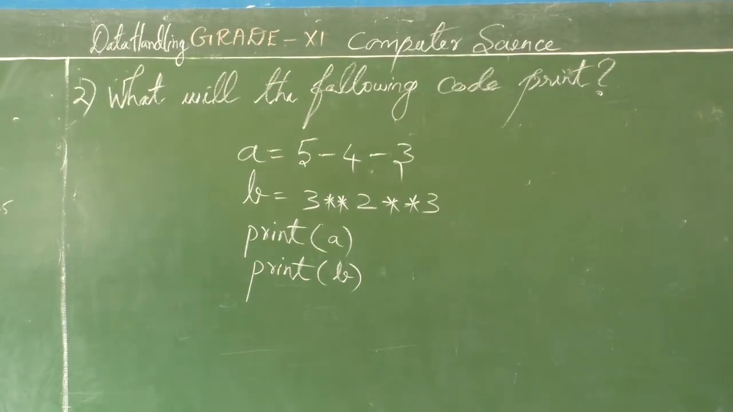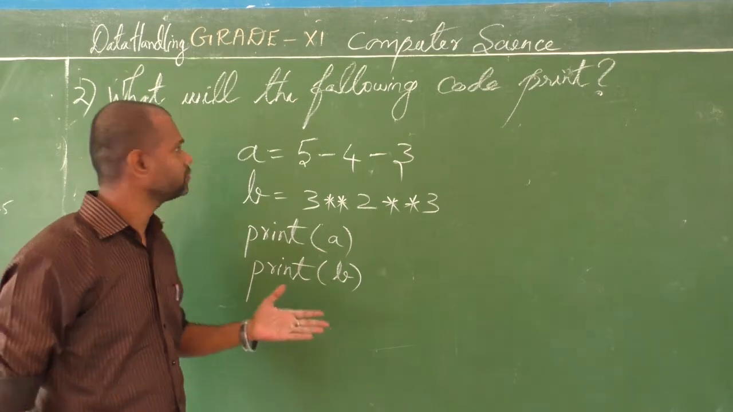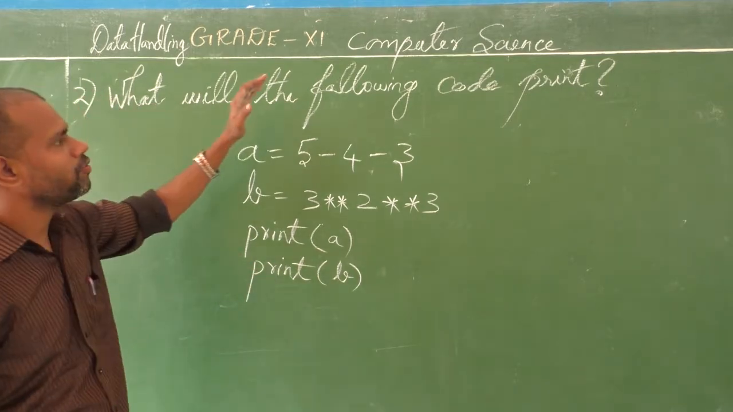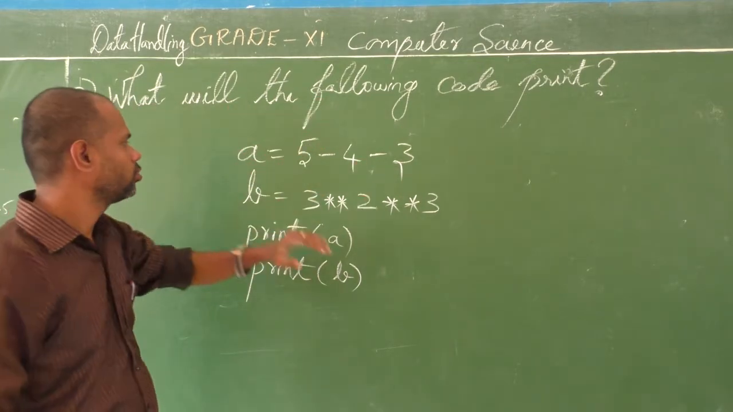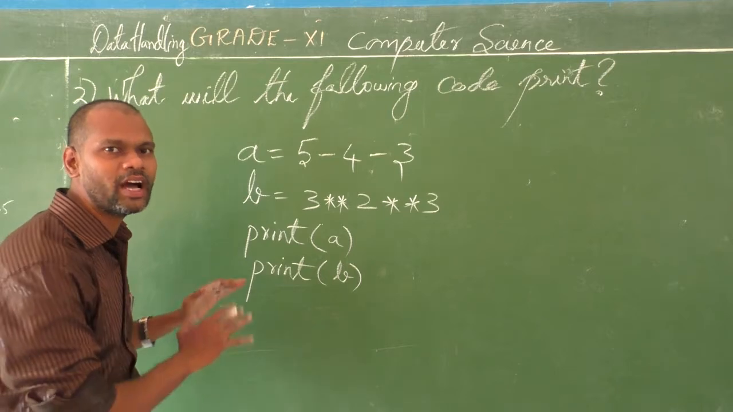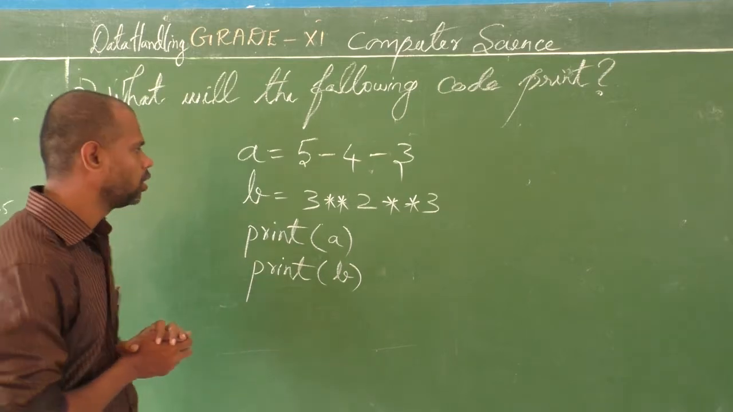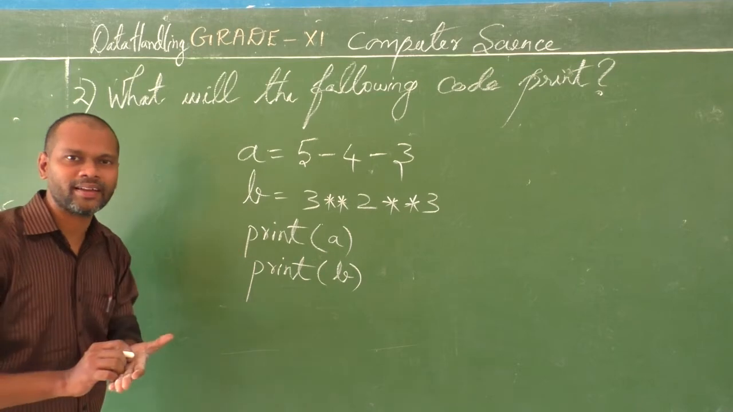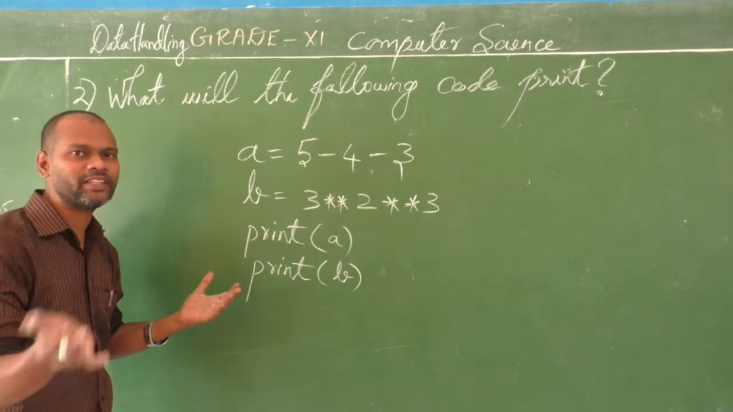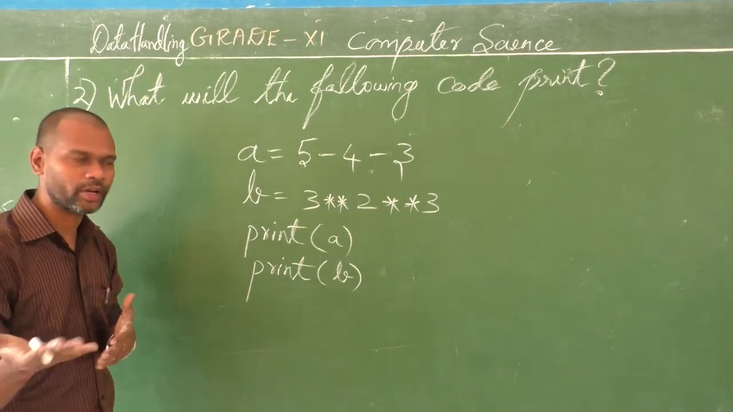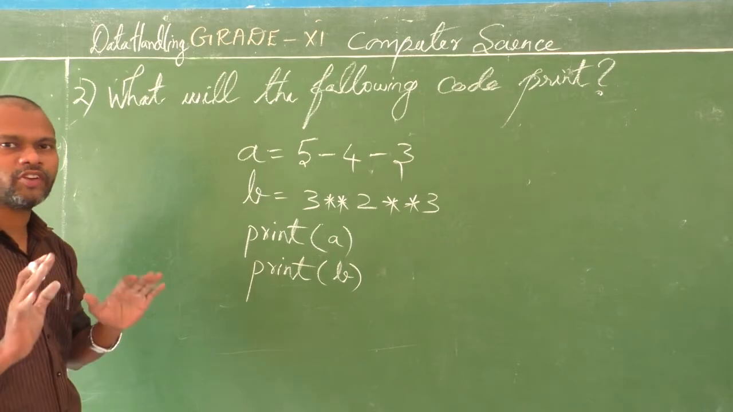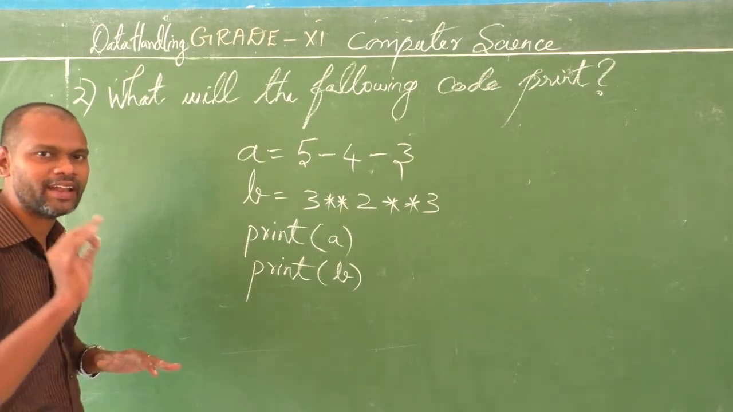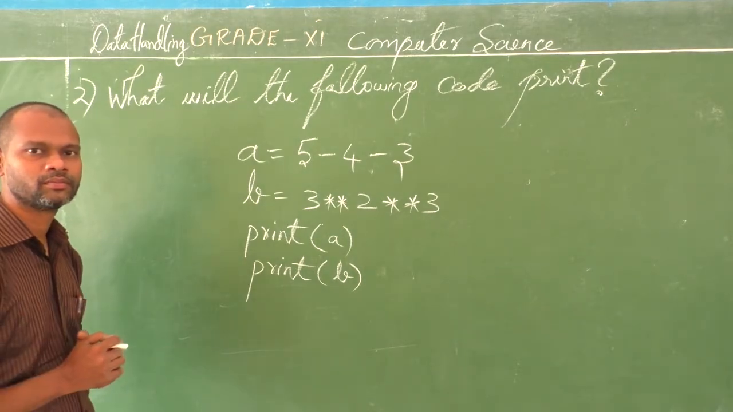Okay students, now we can go for the next question. What will the following code print? So this is the programming code. What is the output for this code? I will give you time. You think and write the output on your paper, and after my answer you compare these two and correct it. Pause the video and write the answer on your paper.